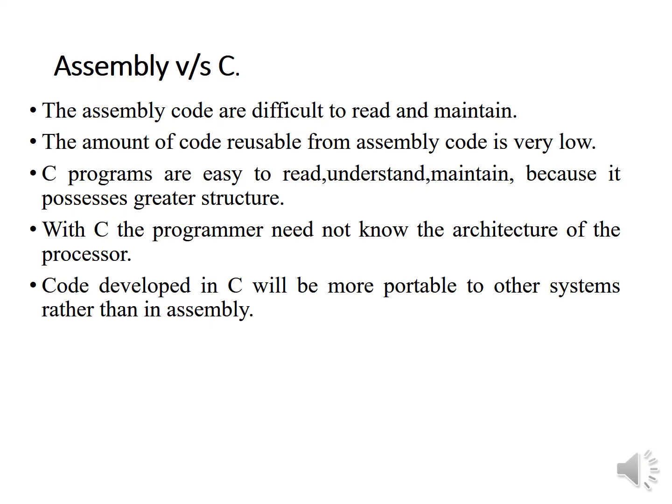The amount of code reusable from assembly code is very low. C programs are easy to read, understand and maintain, and possess greater structure. With C, the programmer need not know the architecture of the processor, so we can develop in the language only. Code developed in C will be more portable to other systems than assembly language. Assembly language is difficult to read and maintain.